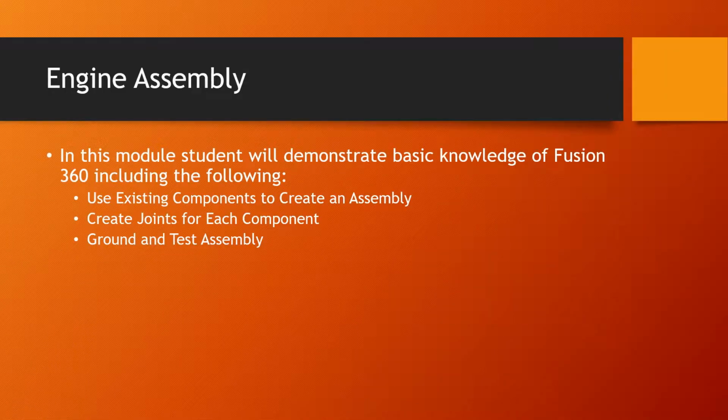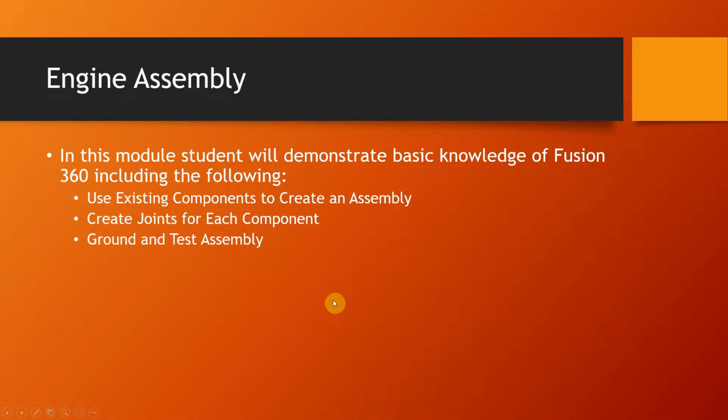Okay, so here you will, of course, use the existing components that we previously created, and we're going to use those to create an assembly. And then we're also going to create joints for each component. So those joints will be different depending on what we need that particular component to be able to do. So if you recall from some of the other videos, we're talking about degrees of freedom and things like that. And then finally, we're going to talk about grounding and testing that assembly.